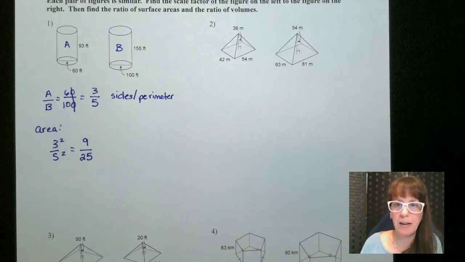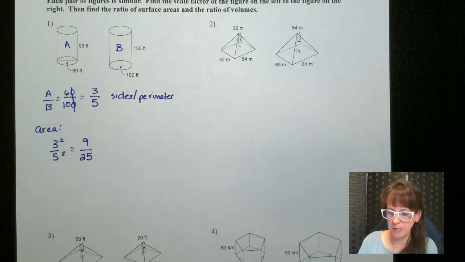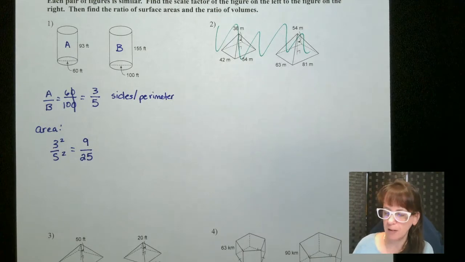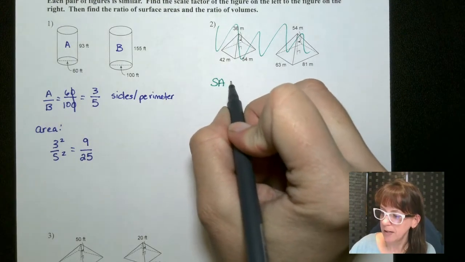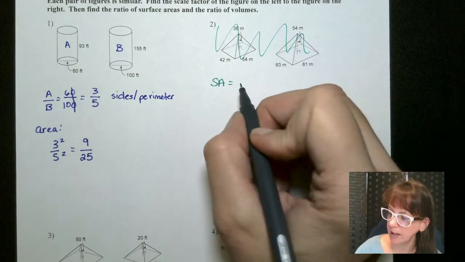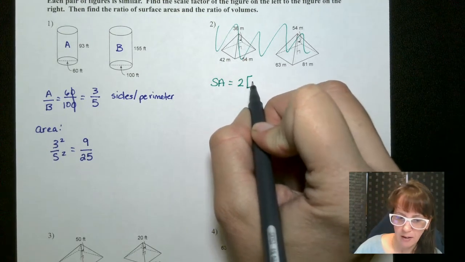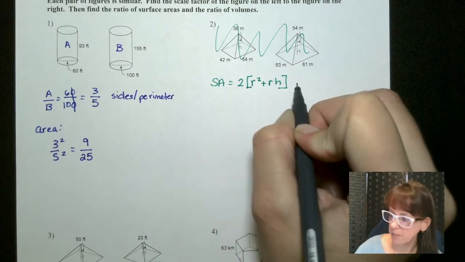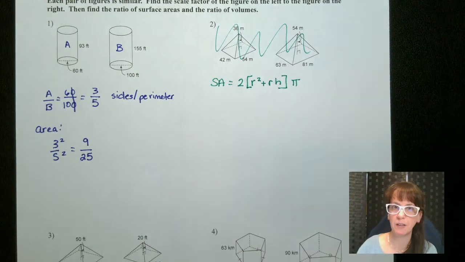9 over 25. In fact, for this first one, you know what? It's a good idea, let's work through that so you can see. So we're going to ignore number 2 here. And we're going to say, okay, the surface area for a cylinder, and you may write it a couple of different ways, but I do 2 times pi times r squared plus r times h. There is my surface area for a cylinder.